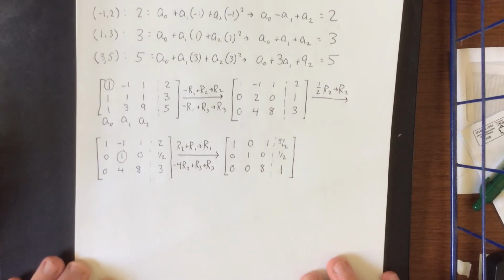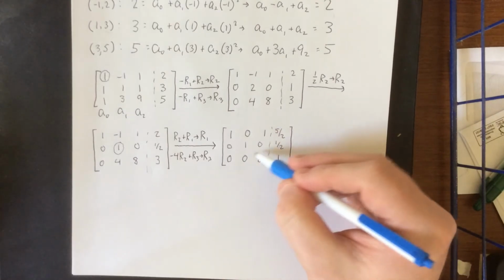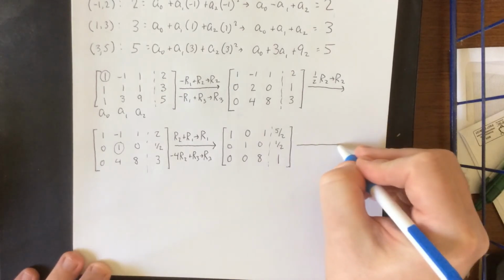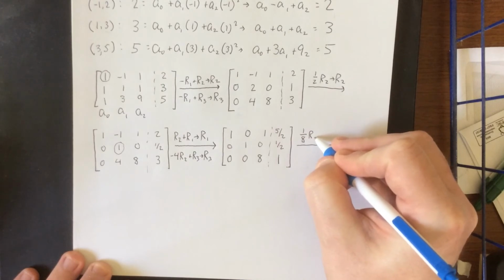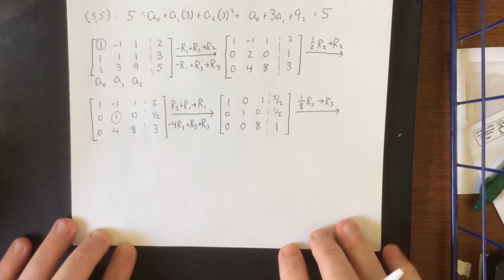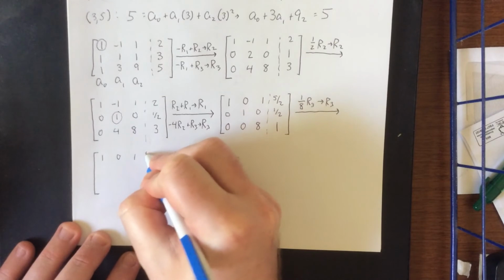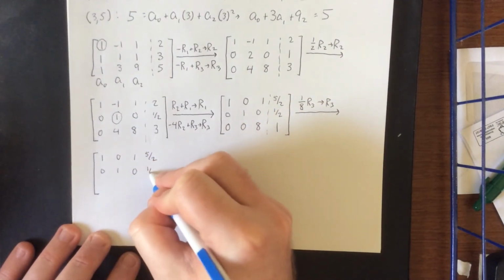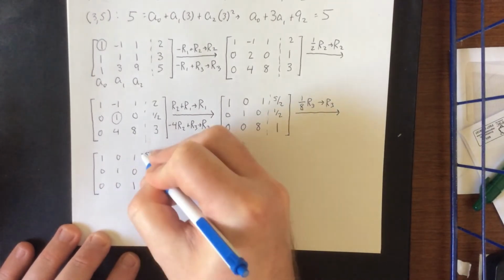Now that we have lead 1s in the first and second row, we ignore the first and second row and focus on the third row. To get a lead 1 down there, we'll simply take 1/8 times row 3, and that'll become the new row 3. So first and second rows will remain the same. 1, 0, 1, 5/2. 0, 1, 0, 1/2. 0, 0, 1 will be 1/8.